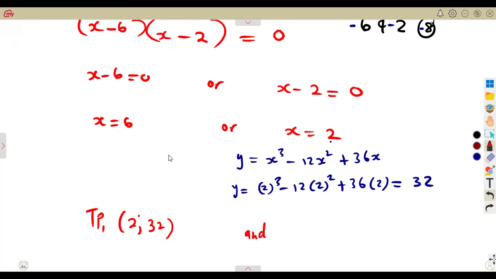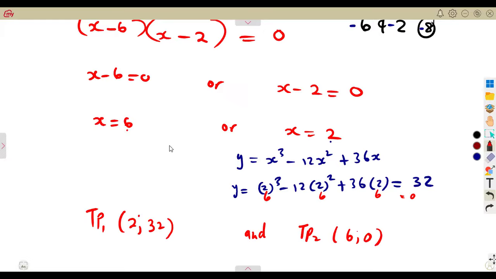And the second one, you do the same thing for 6 in place of x. You're going to substitute a 6. And that was going to give us a 0. So the second turning point, when this is a 6, it was going to be a 0. So you can substitute the points, all right?